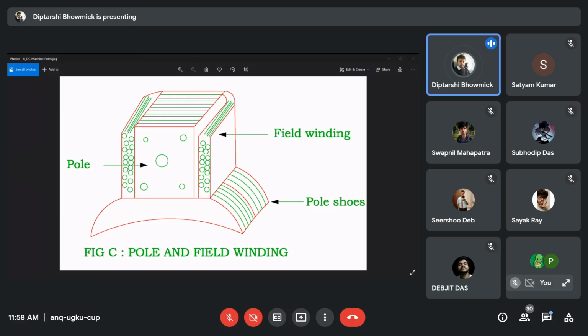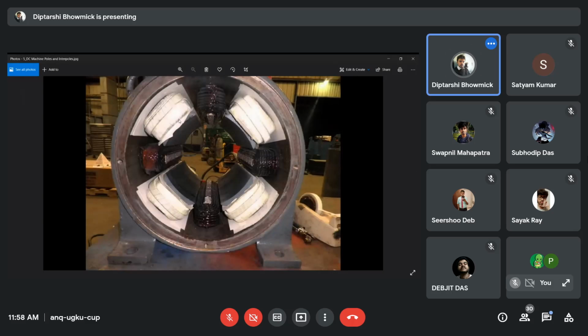So how can you identify a shunt field and a series field? You can see that in the field winding, here in this picture, look at the main poles. If the machine is open and you can see the field winding, you can see the windings are there. If it is a compound machine, you can see that there are two kinds of wires by which the field winding is made.